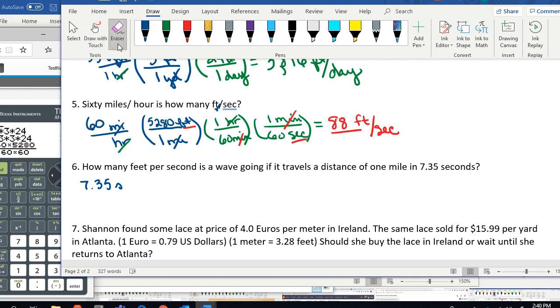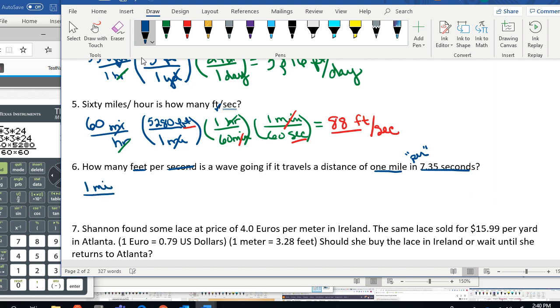I'm setting this up wrong. My bad. I went back and I realized I'm missing something. 1 mile, this N is the same as our per, in this many seconds. So we're trying to change it to feet per second. I'm going to do 1 mile in 2.5 minutes.